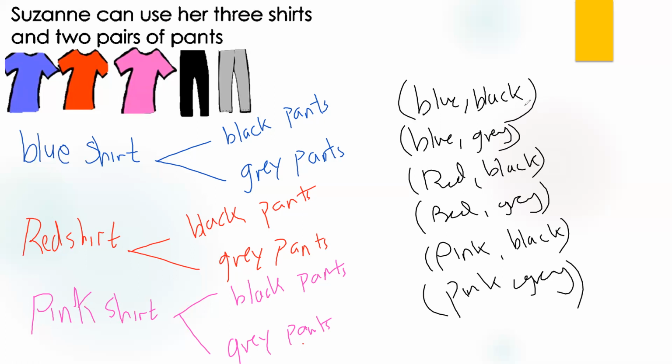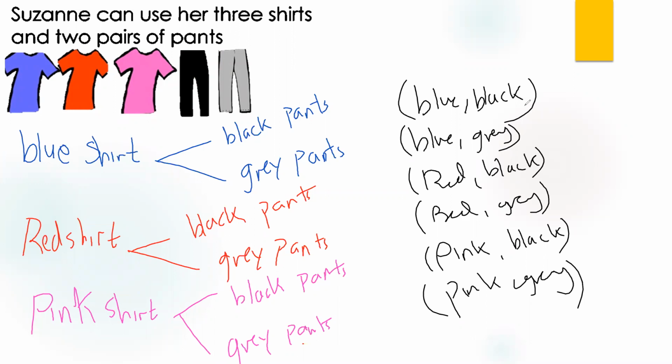So when you wake up and want to go to school, as an example, you want to decide what to wear. Here, Susan has how many ways to choose? What did she wear that morning? She has 6 ways. She could wear the blue shirt with the black pants, the blue shirt with the gray pants, the red with the black, the red with the gray, the pink with the black, and the pink with the gray. Is it right? Yes, teacher. So how many ways does she have? 6 ways.